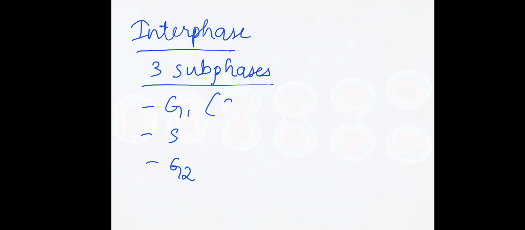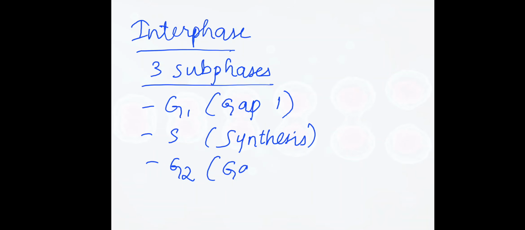G1 phase, the G refers to gap here. G1 means gap 1, S means synthesis phase, G2 means gap 2 phase. So there are three subphases in interphase: G1 phase, S phase and G2 phase. Let's discuss these one by one.